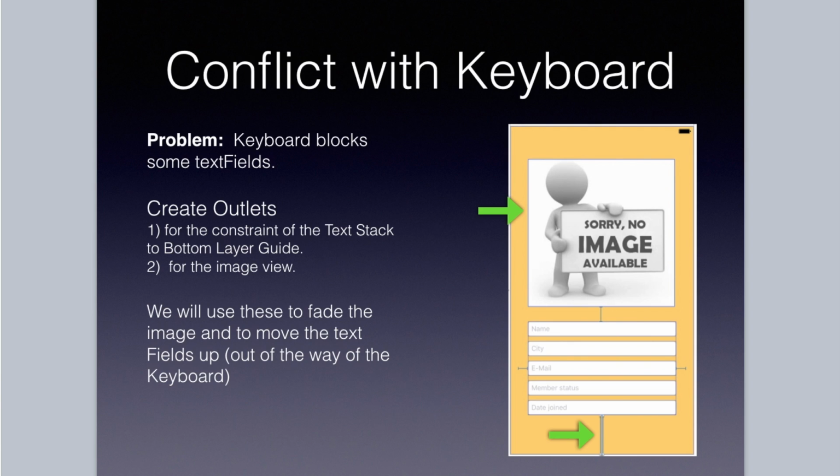But if the image moves up and you'll see someone's half face, that's not going to look great. So what I'm going to do with the image is I'm going to fade the image. Okay? So the image will fade and everything will scroll up. Okay? So how do we do that?